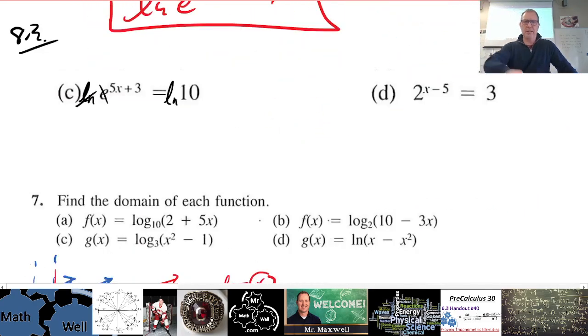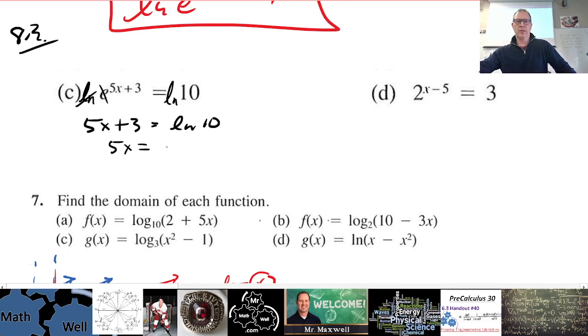So that means that 5x plus 3 equals ln of 10. And remember, that's just a number. So let's isolate for x. 5x equals ln of 10 minus 3, and then x equals (ln 10 minus 3) over 5. And I'm okay if you just leave it like that.